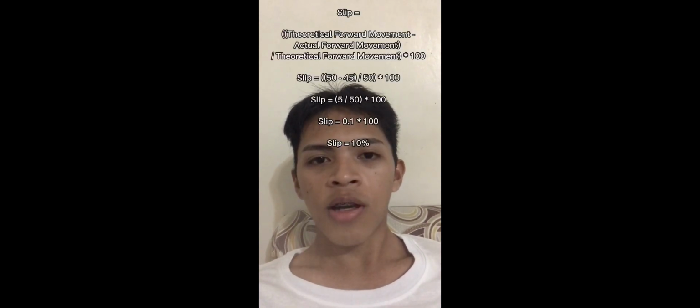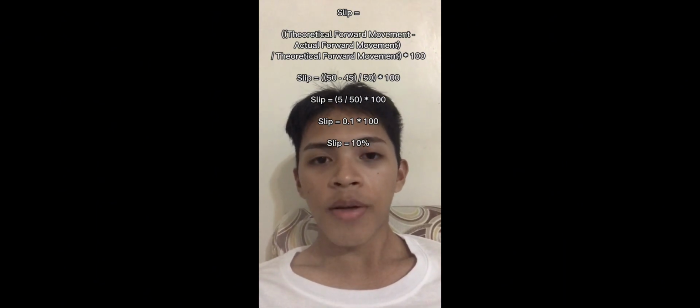Example calculation. Let's say a propeller has a pitch of 50 inches, the theoretical forward movement. And in reality, the aircraft moves forward by 45 inches, the actual forward movement. So, this is the calculation. Slip equals theoretical forward movement minus actual forward movement divided by theoretical forward movement and multiplied by 100. So, slip equals 50 inches minus 45 inches divided by 50 and multiplied by 100.